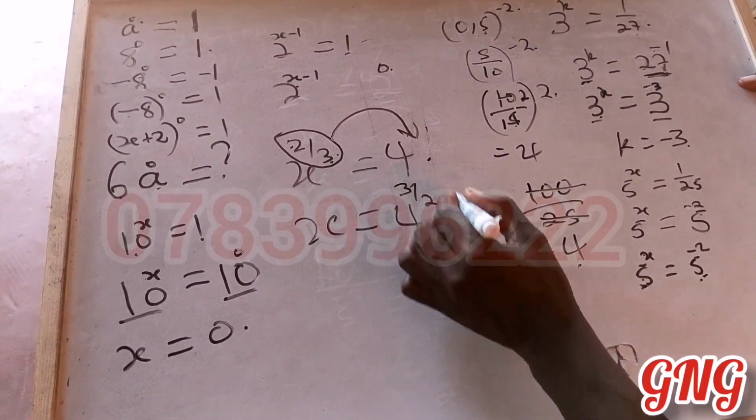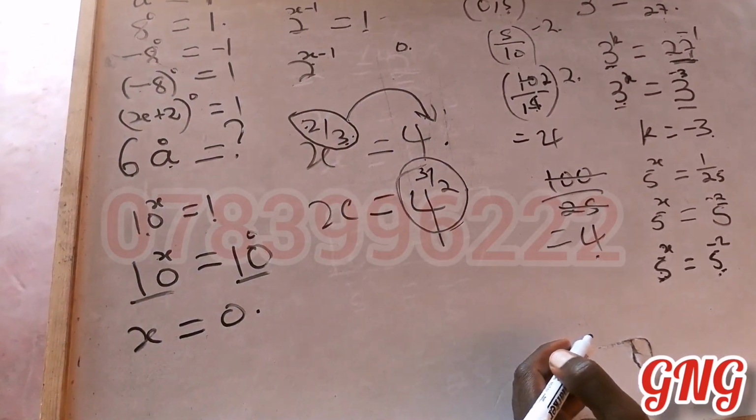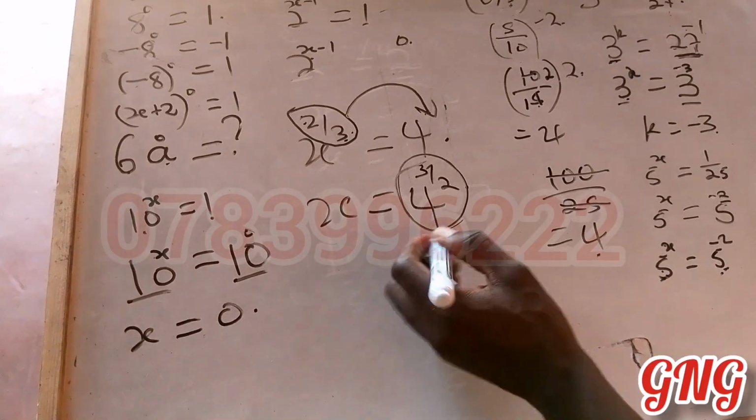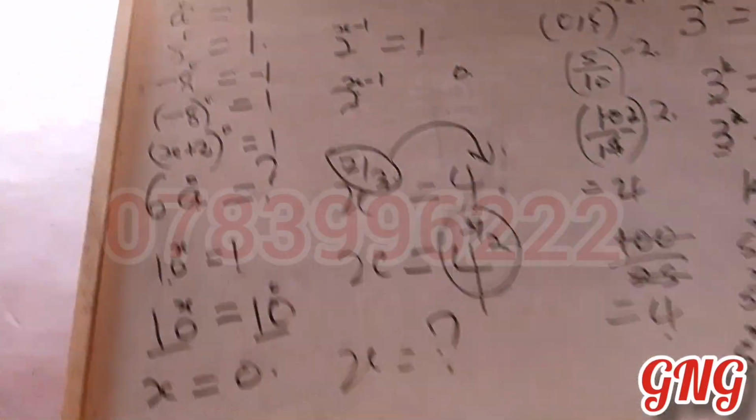Then which law of indices are you going to use to solve this so that you get x? Prove me. I'm not going to further solve this, so you should come out with the value of x.